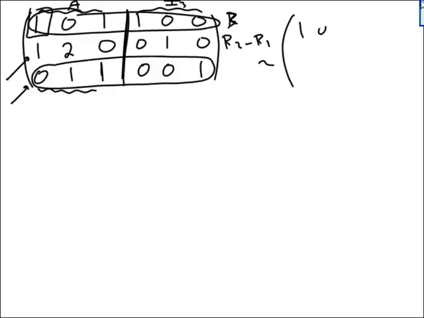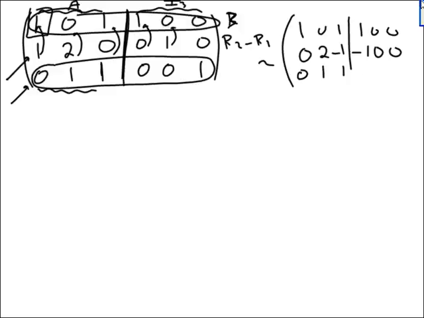So we have 1, 0, 1, 1, 0, 0. And 1 minus 1 is 0. And 2 minus 0 is 2. And 0 minus 1 is negative 1. And 0 minus 1 is negative 1. 1 minus 0. And then 0 minus 0. In this third row, we're not doing anything to it, so it stays just like it is.